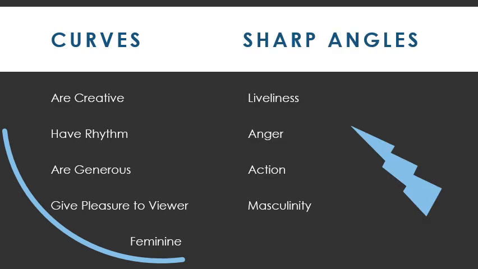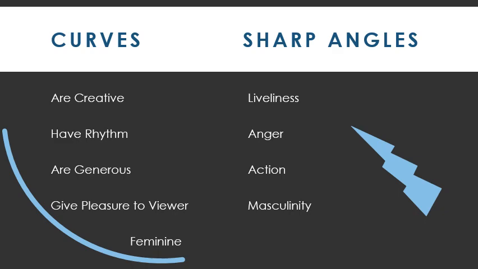And then the opposite of curves would be also an organic shape, but a much more aggressive organic shape, right? Would be sharp angles, like this lightning bolt shape, right? Liveliness, anger, action, masculinity, because it looks like a penis again, right? So hard versus soft, happy versus aggressive or mad.